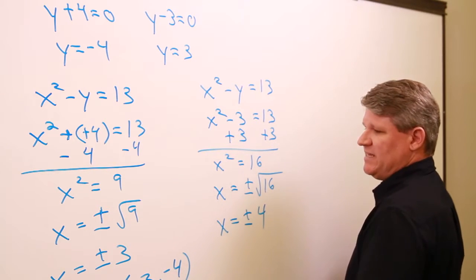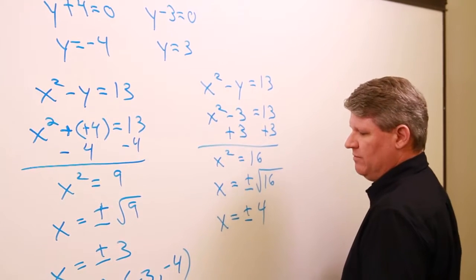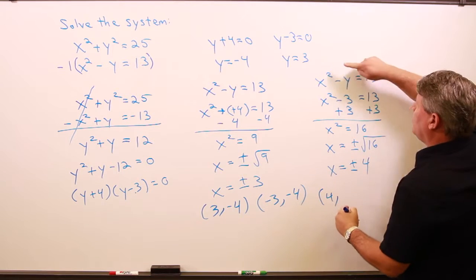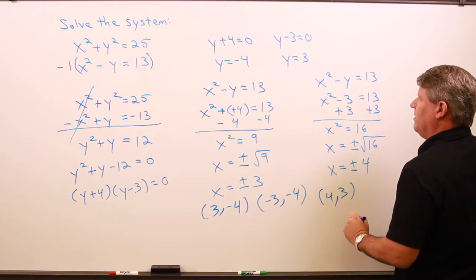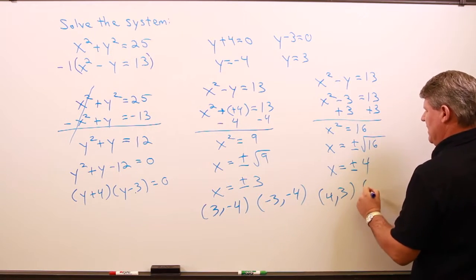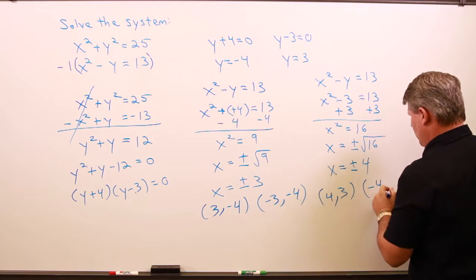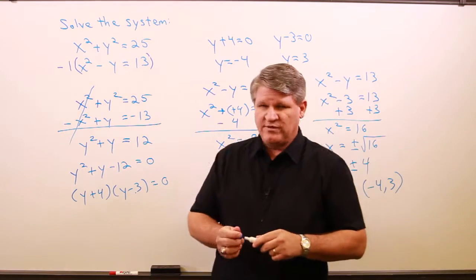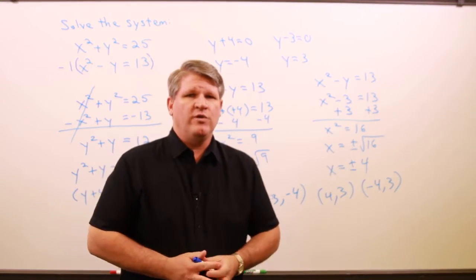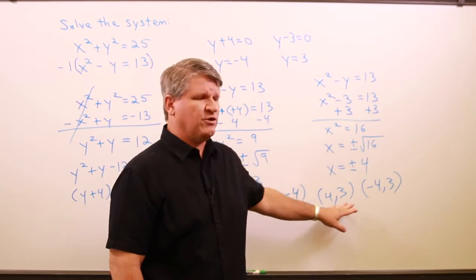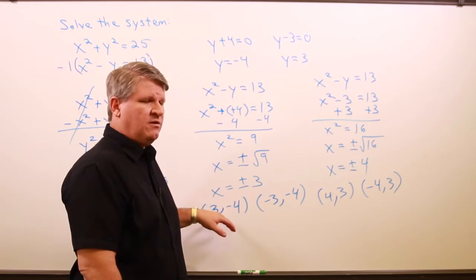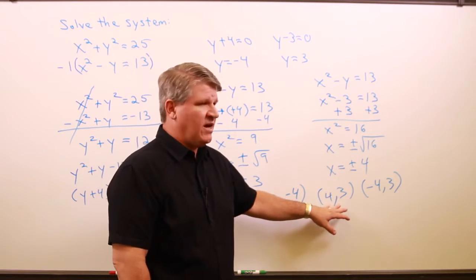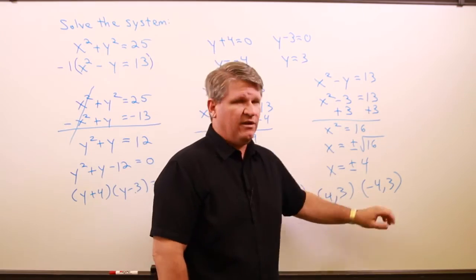And very much like the last half of this problem, I have 2 separate answers here. I've got x is equal to positive 4, back with my original y is equal to positive 3, and then x is equal to negative 4, together with y is equal to 3. So we have solved this system of nonlinear equations, and we actually had 4 separate solutions, 4 ordered pairs: positive 3, negative 4; negative 3, negative 4; positive 4, positive 3; and negative 4, positive 3.